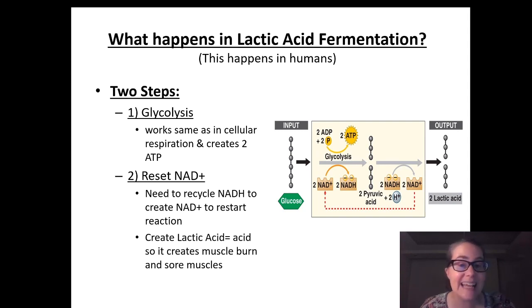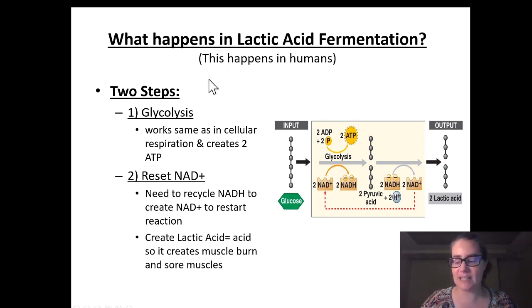So while humans cannot do this long term, because it wouldn't be enough ATP to run all of our trillions and trillions of cells inside of our bodies, we can flip into it temporarily, run it short term, especially in times when we're low on oxygen. And then once our body recovers and we get our oxygen under control, we'll flip back into cellular respiration.